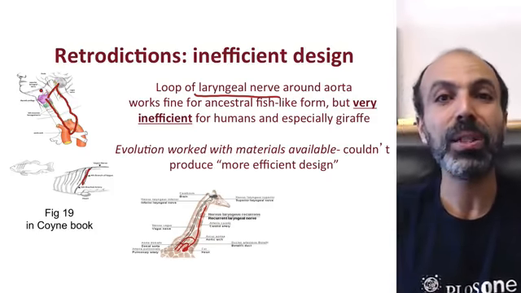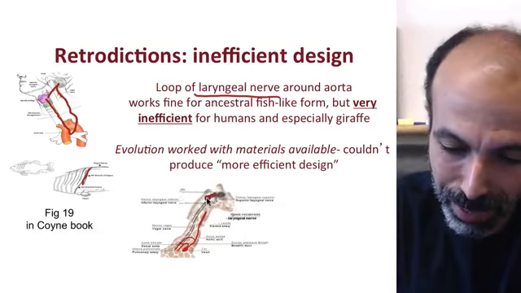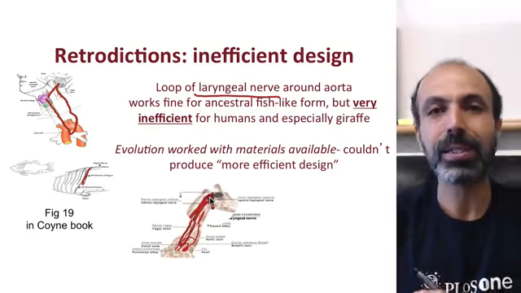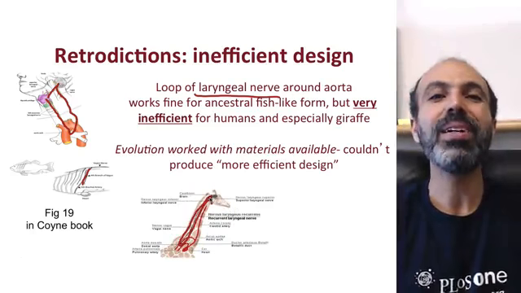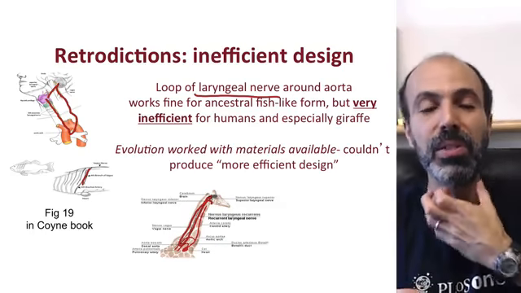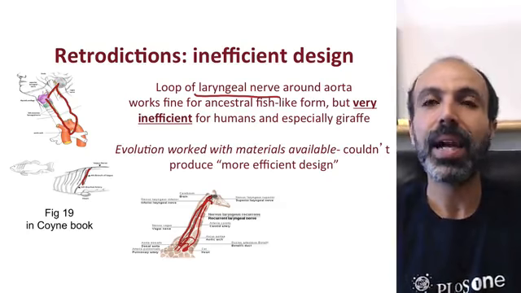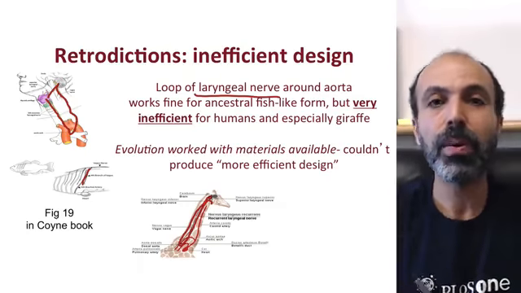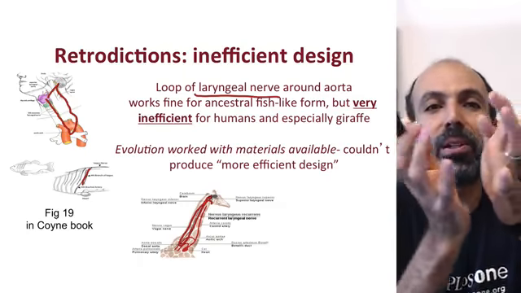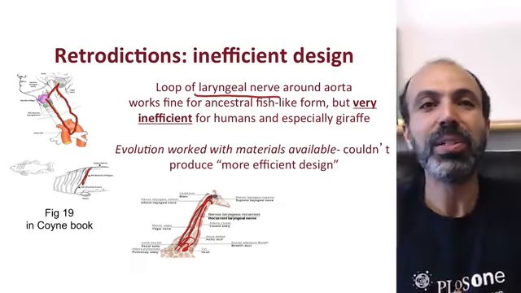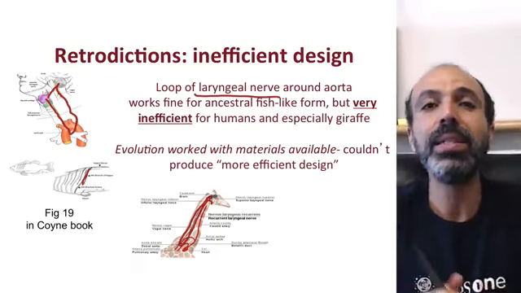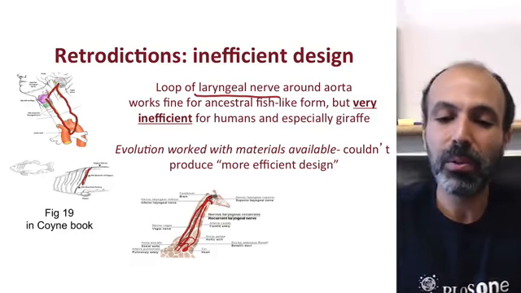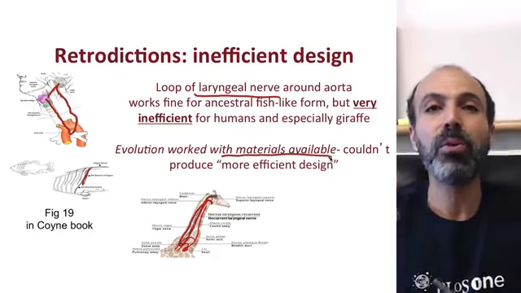It's even less efficient when you look at the giraffe. It starts way up here at the brain, goes all the way down, again looping around the aorta, comes all the way back up and connects over there. That's extraordinarily inefficient. If its primary goal is to actually drive the larynx, that really doesn't make sense. However, probably what happened is this nerve happened to be going around the aorta in an ancient form. There, it didn't really matter. It couldn't cut and reconnect around it over evolutionary time because every one of its descendants of this ancient animal needed to have a functional laryngeal nerve. So evolution was working with the materials available. It couldn't actually produce a more efficient design.